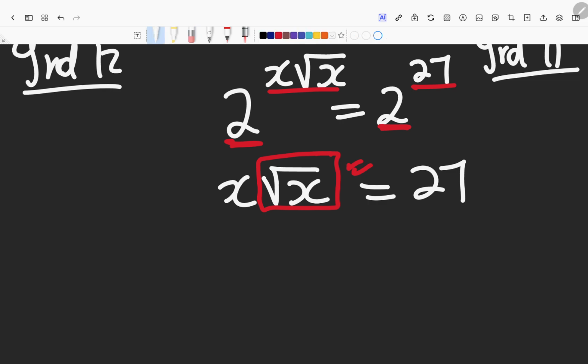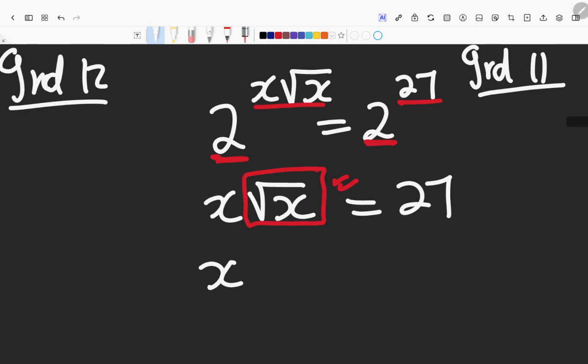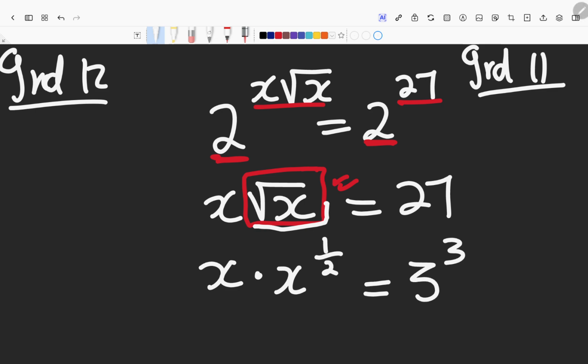Anyways, let's go back to the original equation again. I'm going to say x, and then because now you have this part, you make sure you change it into a power. You say x multiplied by x to the 1 over 2. If you don't understand the root rule, just comment down below, and I'll make a separate video for that. It will equal, and I'm going to go to my calculator and say 27 equals shift fact, and the answer is 3 exponent 3.